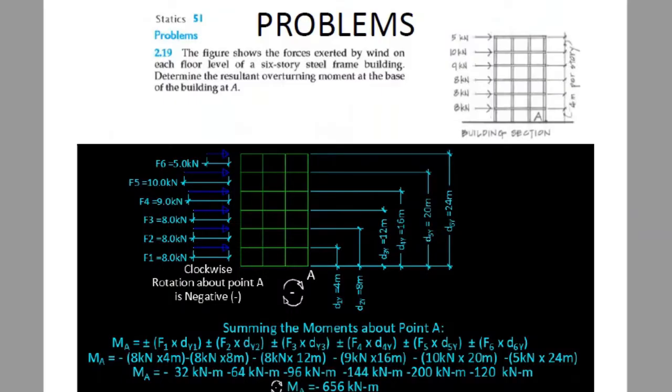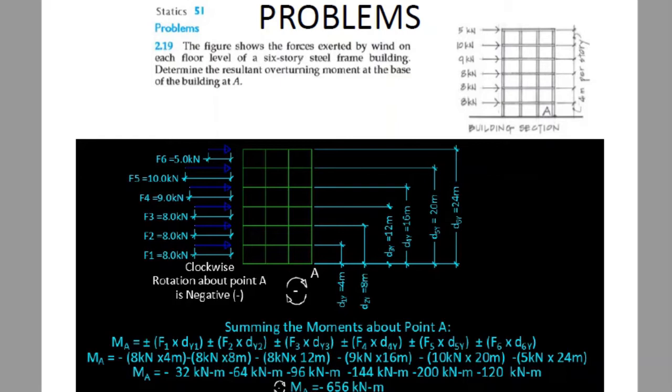On page 51, problem 2.19 read that the figure shows the forces exerted by wind on each floor level of a 6-story steel frame building, and we were to determine the resultant overturning moment at the base of the building at point A. By plugging in the numbers, we were quickly able to find that summing the moments about point A is equal to negative 656 kN-m.